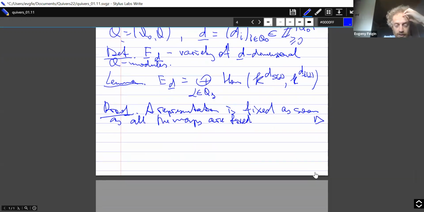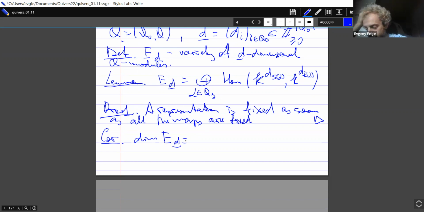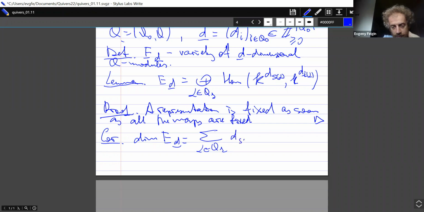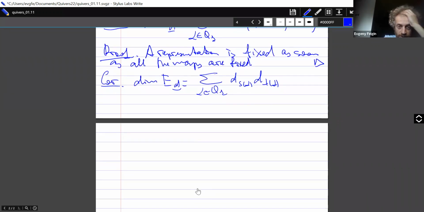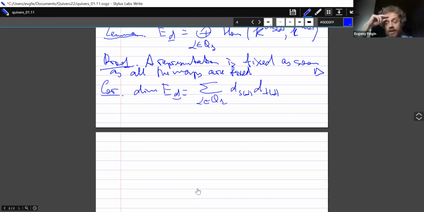So in particular, as a corollary, what is the dimension of E_d? It is the sum over α from Q1 of d_{s(α)} times d_{t(α)}, just because this is the dimension of the Hom space. So you see, this is actually a very simple space, just a vector space of dimension the sum over all α of d_{s(α)} d_{t(α)}. However, there is an extra structure on this space.